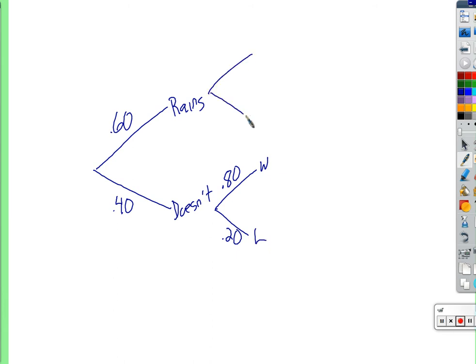What about if it rains? Well, then we only have a 45% chance of winning, which means we have a 0.55 chance of losing.